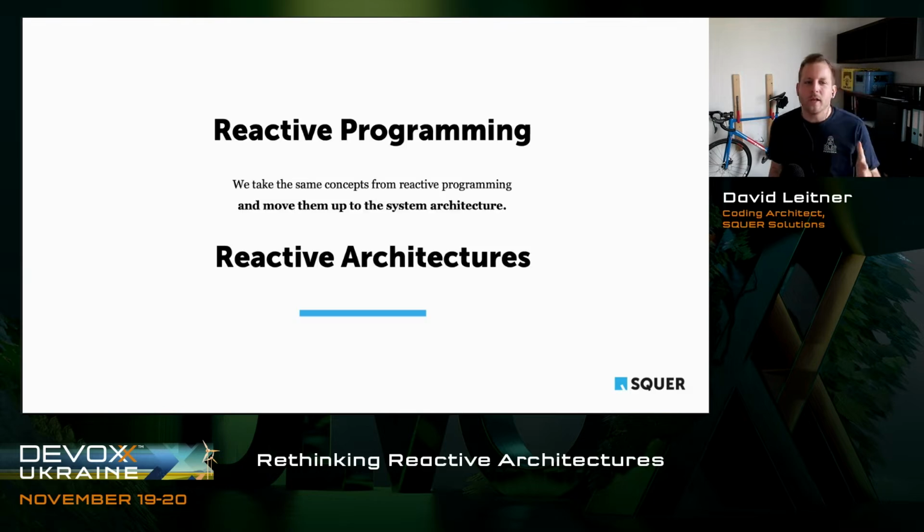And why do we need this? Why do we need all this stuff? I mean, our systems work all fine. We all know this, right? Why should we care about reactive architectures, right?